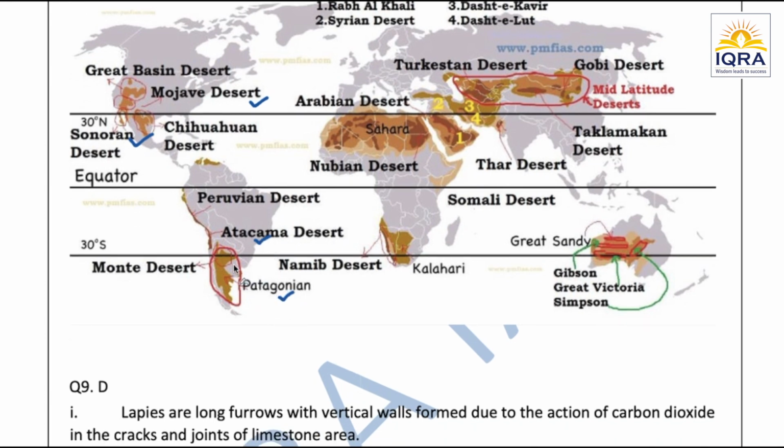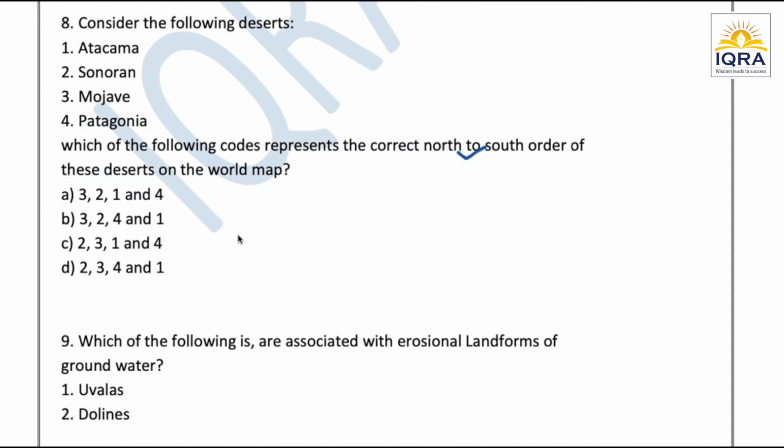It is present in where? Argentina. Right? So the sequence becomes Mojave, Sonoran, Atacama, and Patagonia. ठीक है? Hence option A becomes the correct answer.